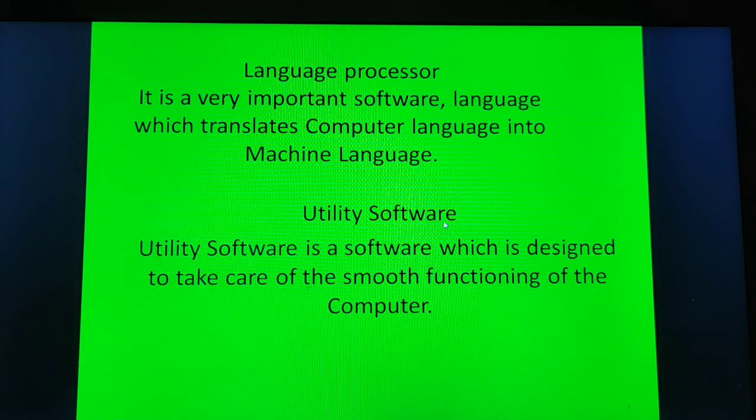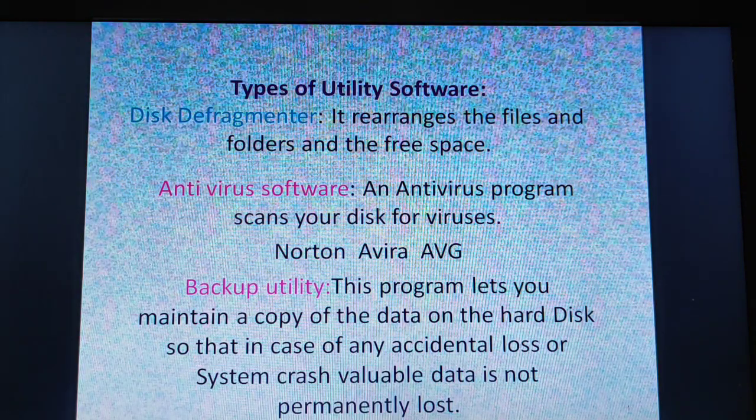Let us move on to utility software. So what is this utility software? Utility software is a software which is designed to take care of the smooth functioning of the computer. In the sense, the computer has to work smoothly. If there is any problem, if the system gets damaged, then we cannot work with the computer. Just because of that we are using the utility software.